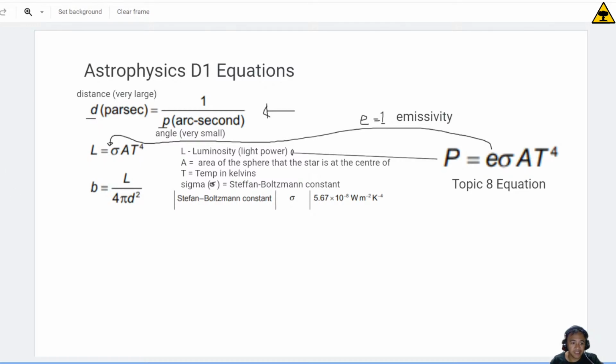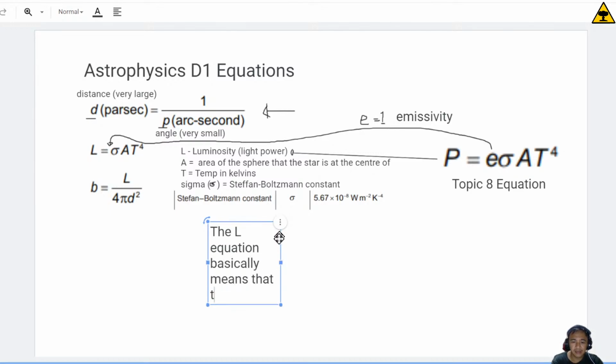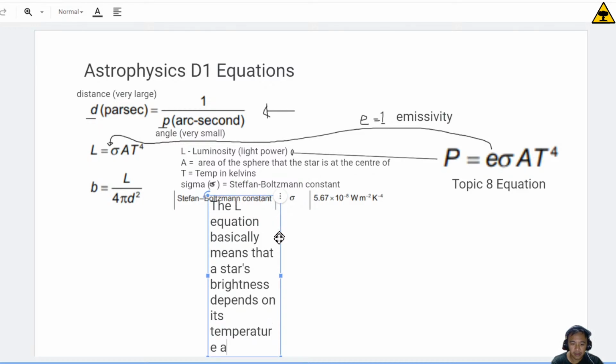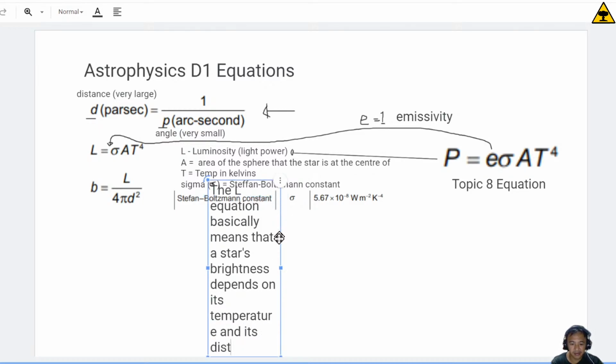Okay, so again, let's write that down. The L equation basically means that a star's brightness depends on its temperature and its distance from us.